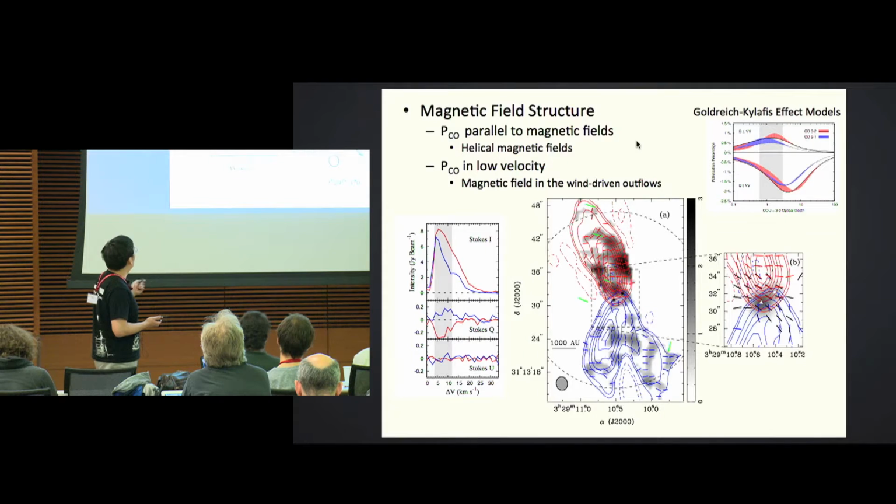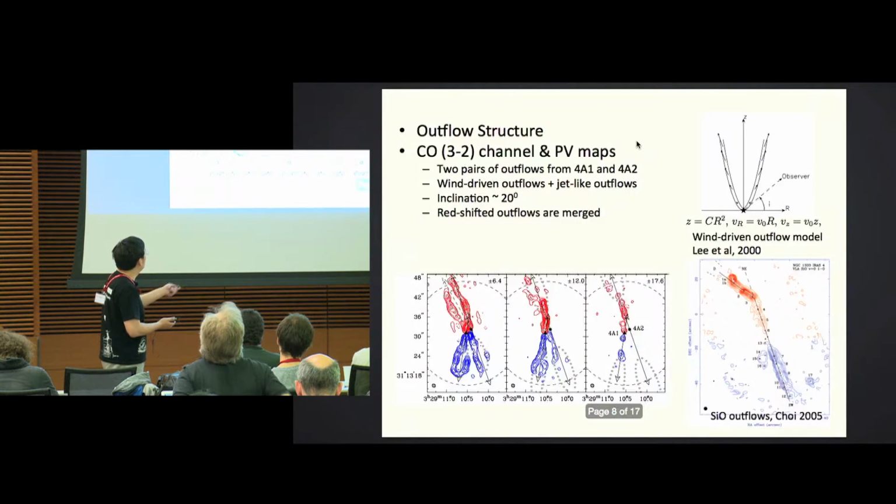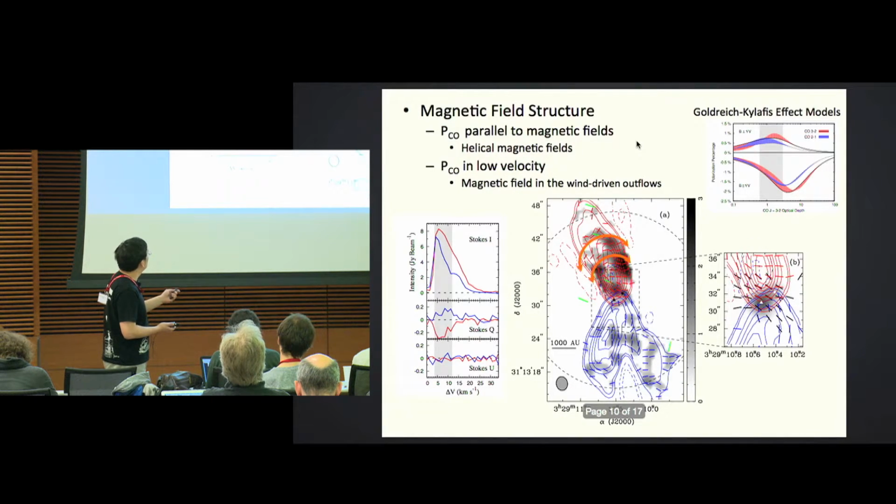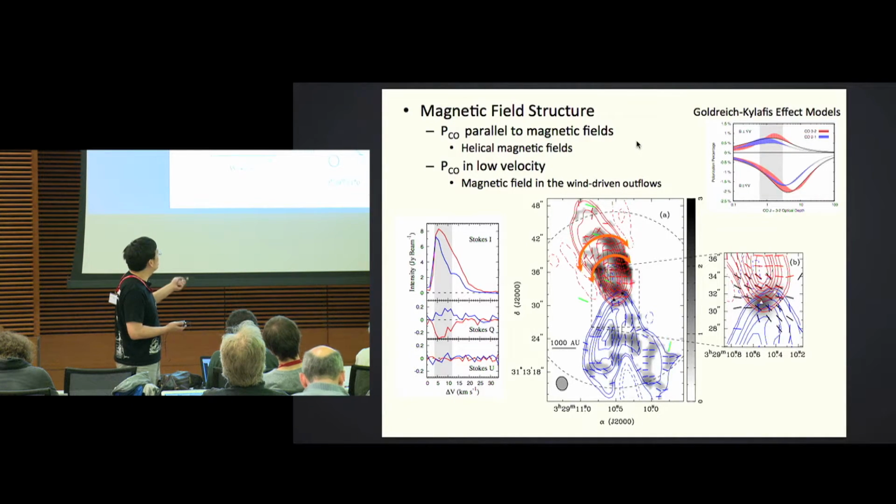Also, from the velocity of the polarized emission, we can tell that the magnetic field here belongs to the magnetic field of the low velocity outflow. It does not belong to the high velocity jet that we see here. So overall, if you connect the polarization vectors here, polarization parallel to the magnetic field, we can tell that the magnetic field in this red shift lobe shows a helical structure wrapping this outflow.